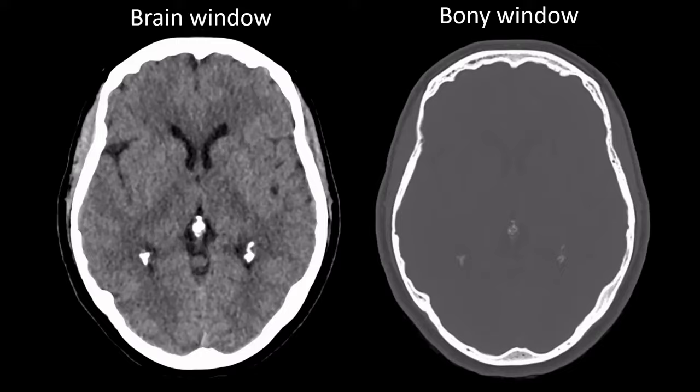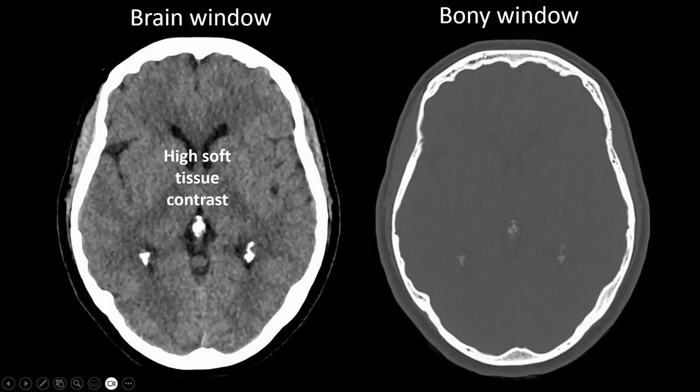Automatically, the computer sends you images in brain window and bony window. The brain window images have a high soft tissue contrast. If you look at the skull, it's just uniformly very dense, but we can clearly see all structures of the brain. We can see the difference between white matter and gray matter. We see the deep gray nuclei, we see the ventricles, so that's a good window to look at the brain parenchyma.